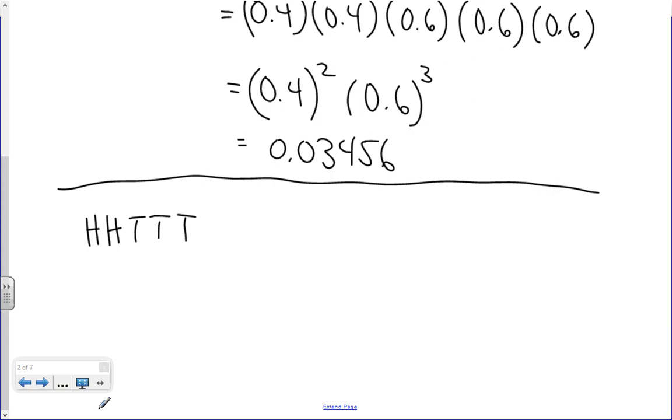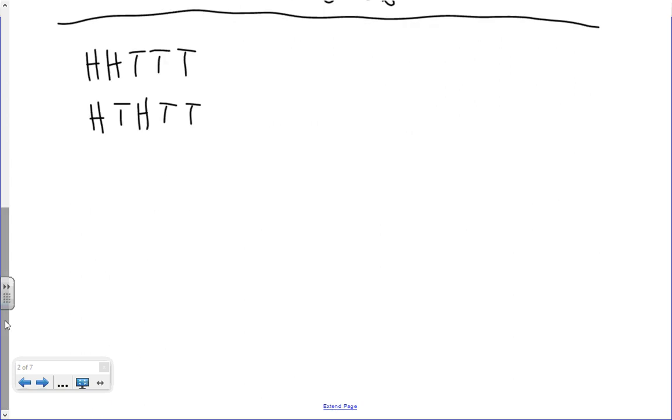Let's do this in order here. I'm going to just take that second head there and slide it to the right one slot at a time here. So let's say I have heads, then tails, followed by the heads, tails, tails. So I've moved that second heads over one spot is what I've done here.